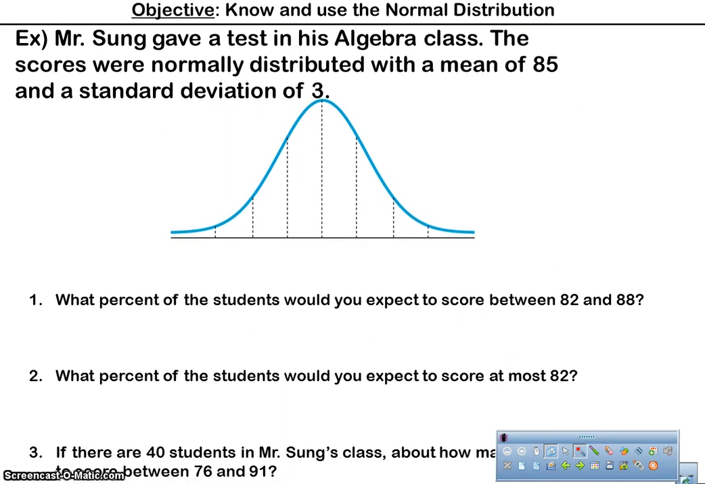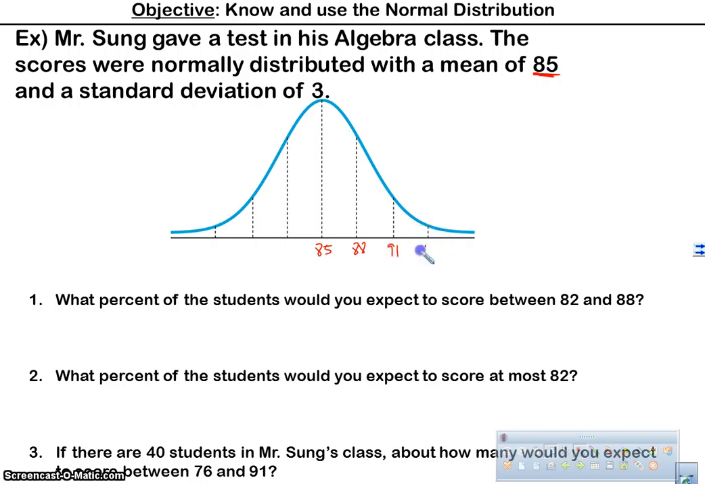So we've got Mr. Sung. He gave a test in his algebra class with scores normally distributed with a mean of 85 and a standard deviation of 3. This is what we do, guys. All we do is go to the mean, and the mean is 85. So I'm going to put 85 here. And then I'm just going to add 3 each time to get to my next space. So I add 3, I get 88. Then I add 3, I get 91.